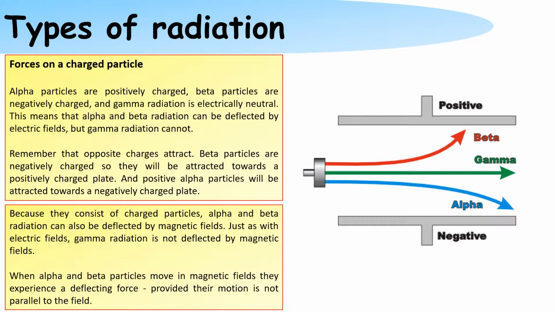Because they consist of charged particles, alpha and beta radiation can also be deflected by magnetic fields. Just as with an electrical field, gamma radiation is not deflected. In a magnetic or an electrical field, beta radiation is highly deflected because it is small in size. Alpha radiation, even though it has a charge of +2, is only slightly deflected, as when it's moving through, it will get stopped by the air particles in its way.